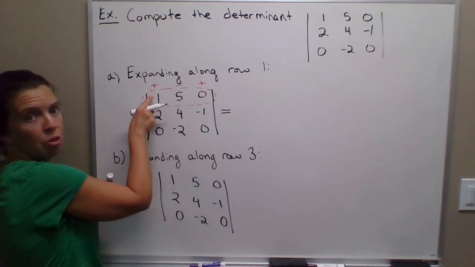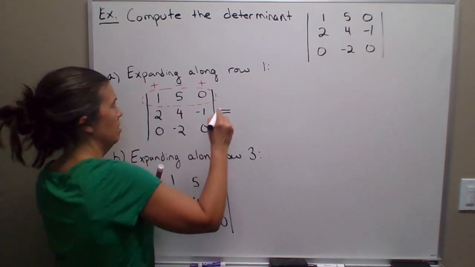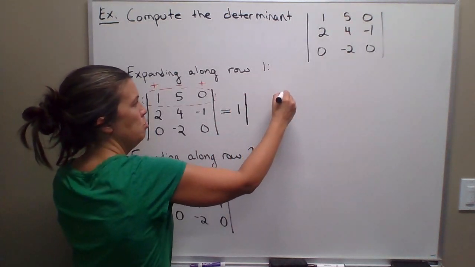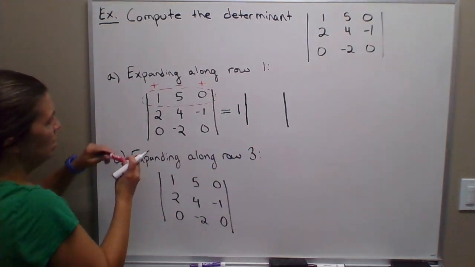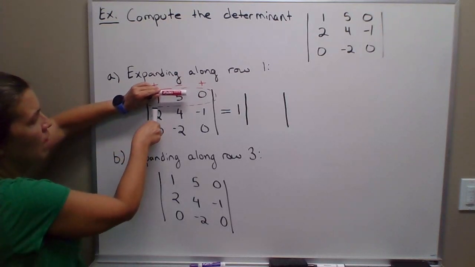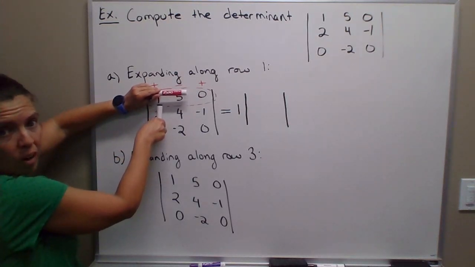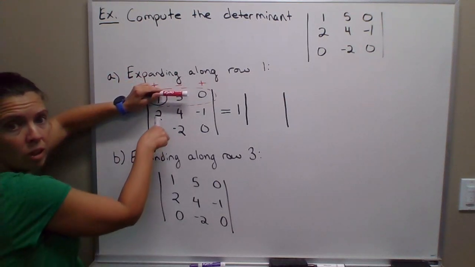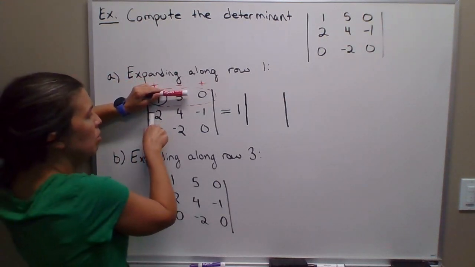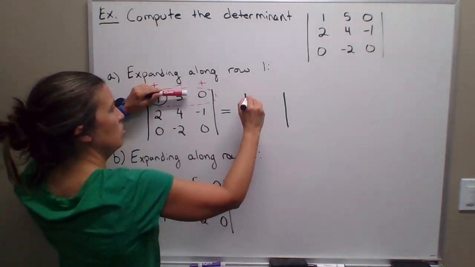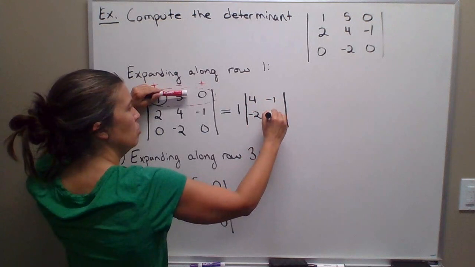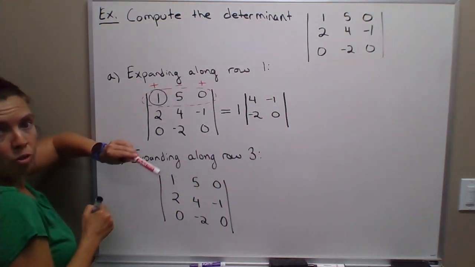We start with positive 1, so I'll just write 1, times the determinant of the 2 by 2 matrix when we delete the row and the column that this 1 belongs to. So we delete row 1, we delete column 1, and we're left with this 2 by 2 matrix: 4, -1, -2, 0. Okay, and then I'm going to move along down the row.